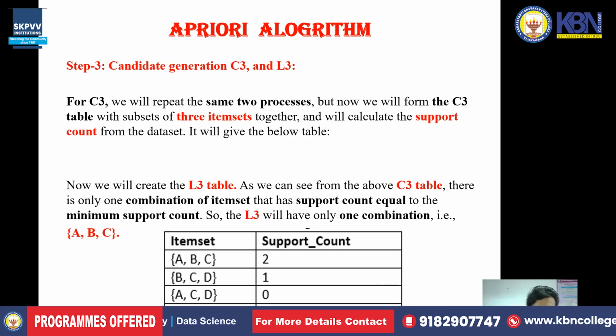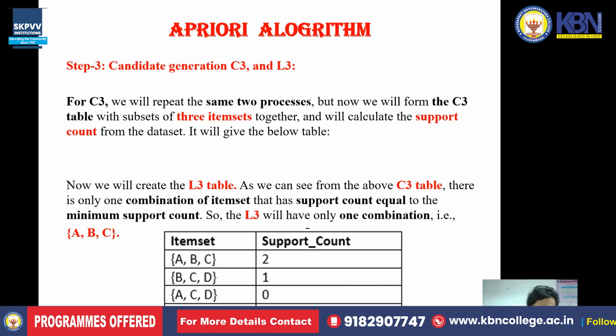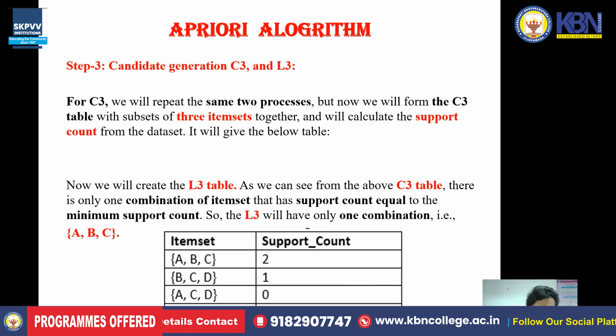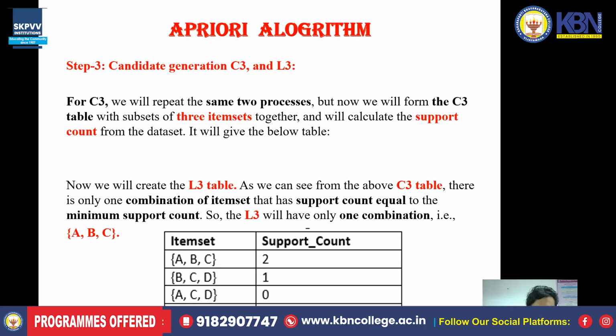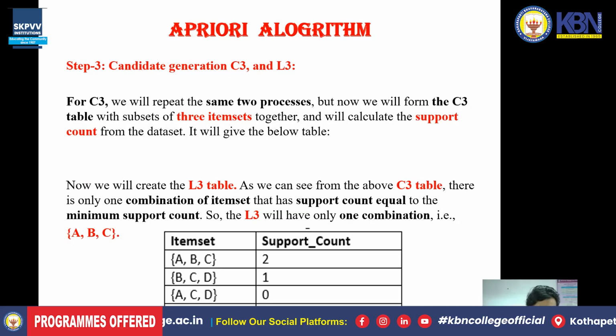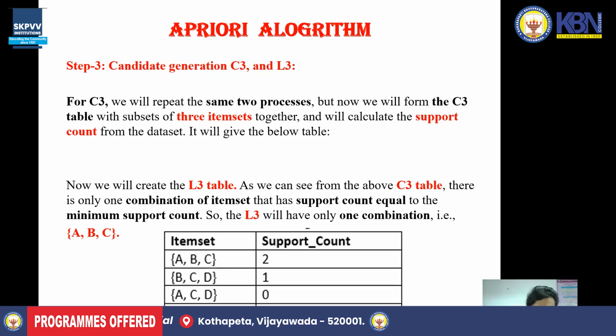So which are the pairs of all the three sets? A comma B comma C has a transaction count of 2, B comma C comma D has a transaction count of 1, A comma C comma D has a transaction count of 0, and A comma B comma D has a transaction count of 0. Then the minimum support value is 2. Those with a support count lesser than the minimum support value will be removed, and those equal to or higher than the value are considered.